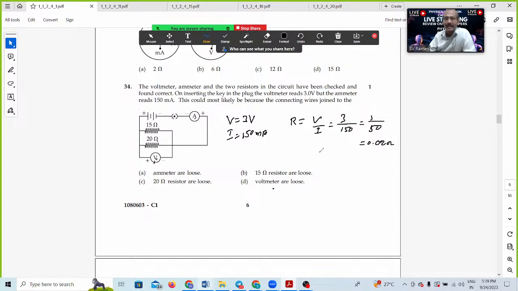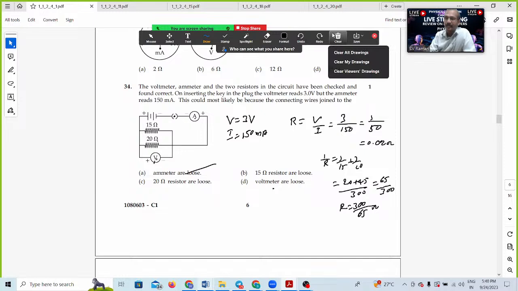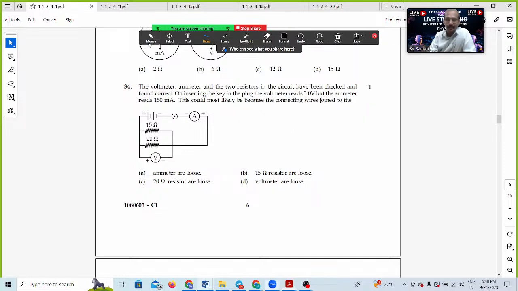What is the total resultant resistance? 1 by R is equal to 1 by 15 plus 1 by 20, which is 20 plus 15 by 300, so 35 by 300. So R is equal to 300 by 65 ohms. So here both resistances are in the correct position, but the ammeter, where it shows that larger value, is the loose one. That way we need to identify. Next.